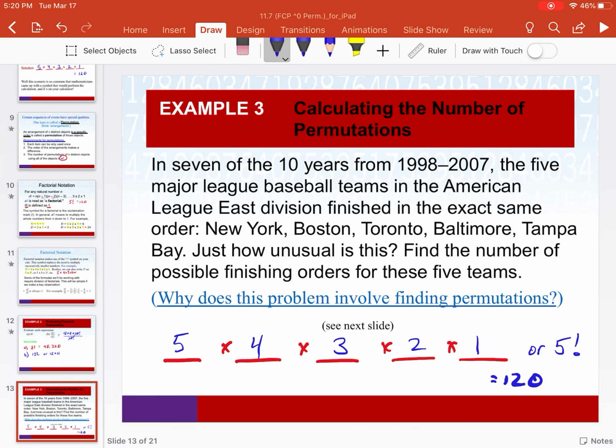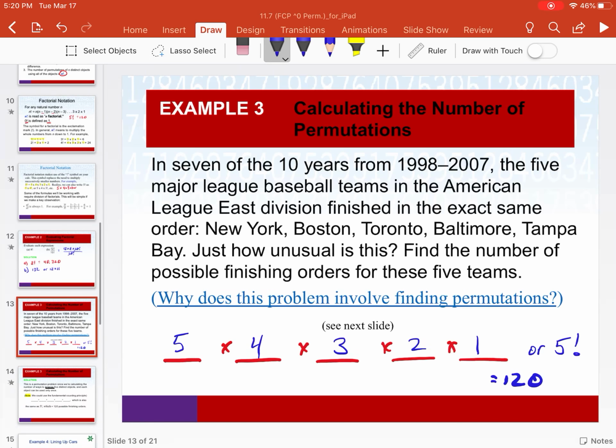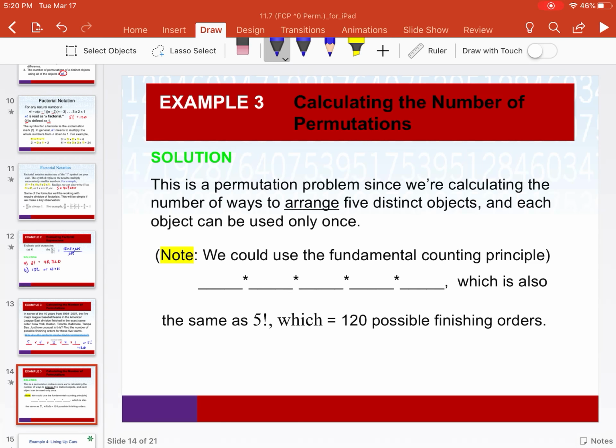Isn't that amazing that for 7 years they finished in the exact same order? That is amazing. It's just too bad Tampa Bay was last. But not always last. Not in, I think it was 2008, right? All right.